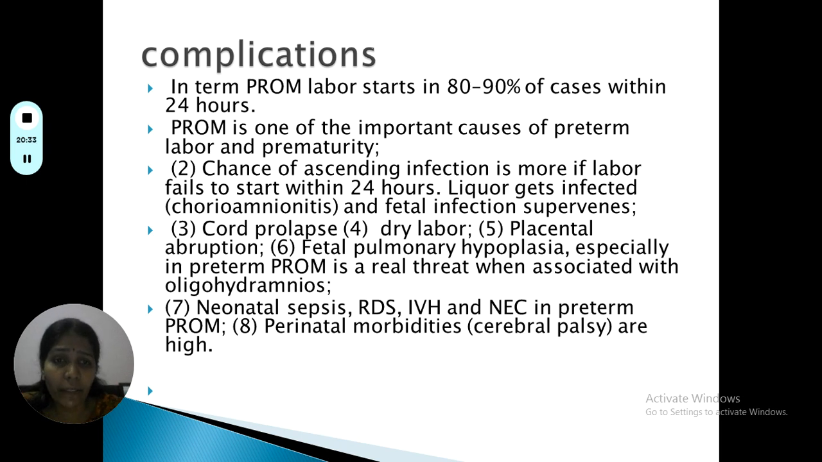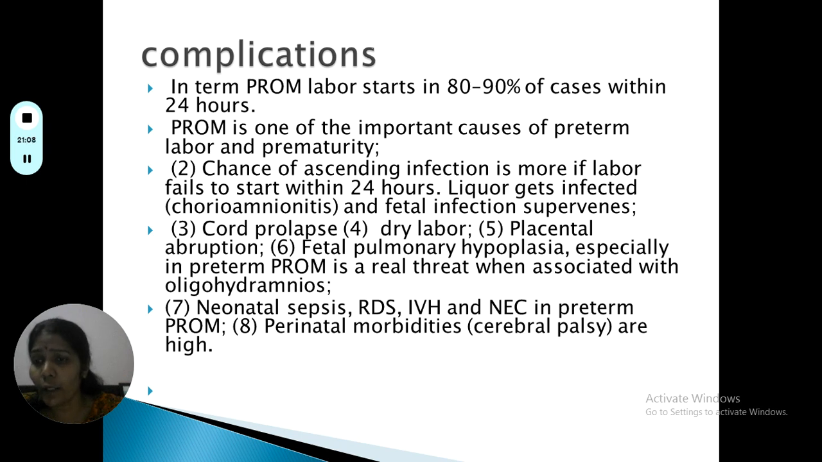The chance of ascending infection is more if labor fails to start within 24 hours. Liquor gets infected because the membranes are ruptured, and there is always a chance that there is an ascending infection because the vagina as well as the genital tract has so many microbial organisms. It is colonized. So liquor gets infected and fetal infection supervenes if the labor has not occurred or not delivered in 24 hours. So chorioamnionitis can occur.